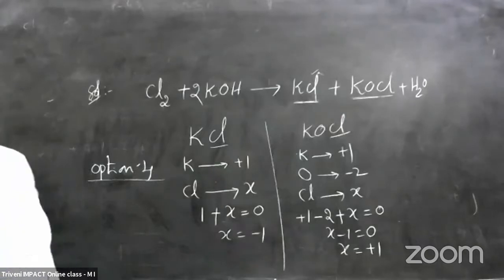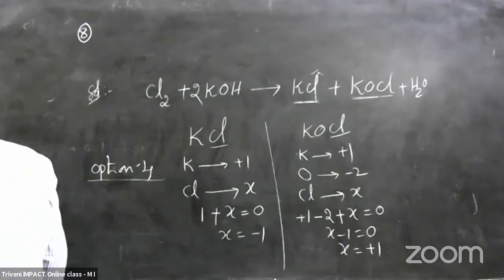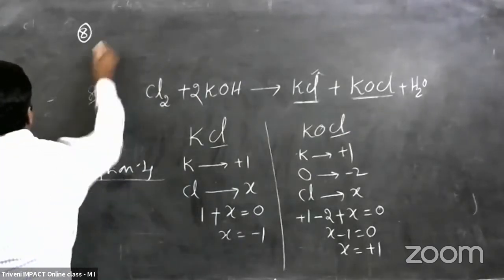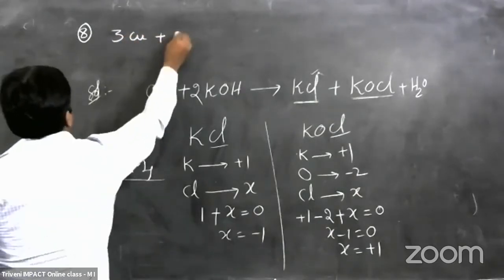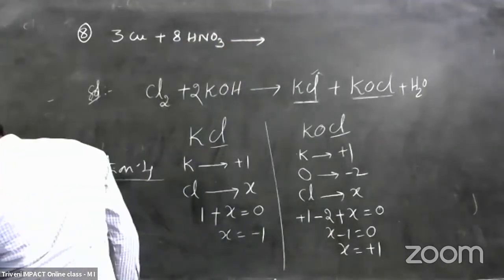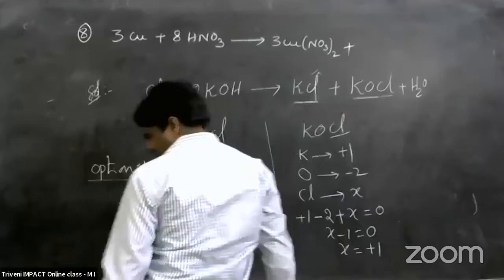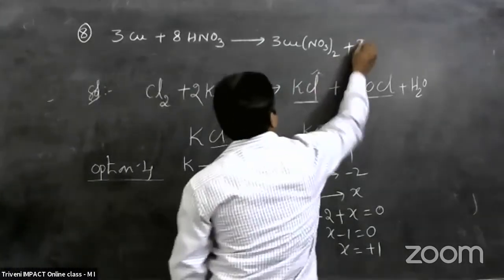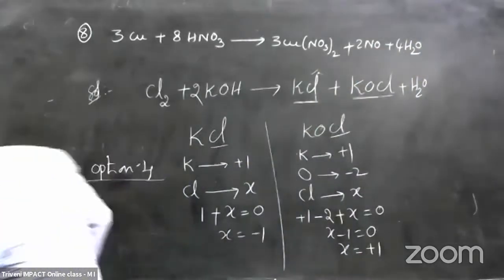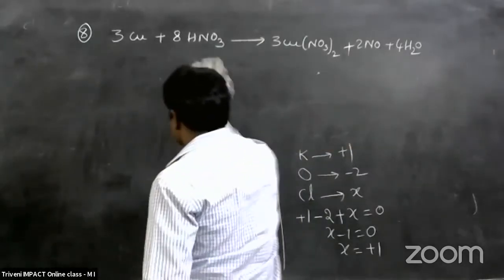Who will read the eighth question? Please read. Anyone? Bhaveshri, read it. 3Cu plus 8 HNO3 gives rise to 3Cu(NO3)2 plus 2NO plus 4H2O. Correct statement is. What are the statements?